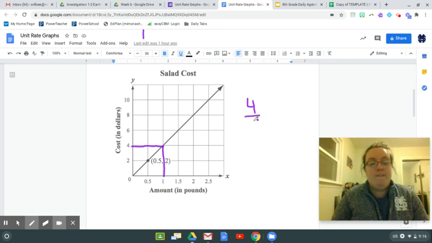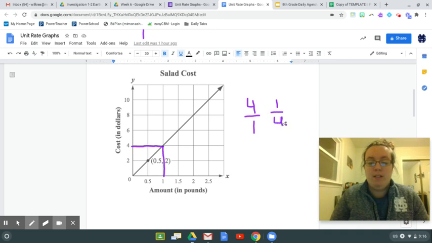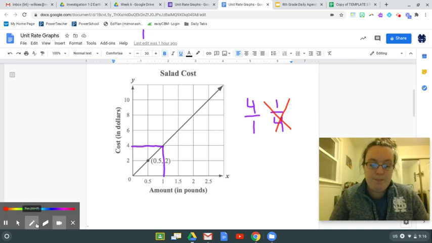So our unit rate is going to be 4 over 1. Now, it's not 1 over 4 because if you remember when we talk about unit rates, 1 is always on the bottom. A unit rate is something over 1. So it's not going to be 1 over 4. It's going to be 4 over 1. Okay, let's try another one.